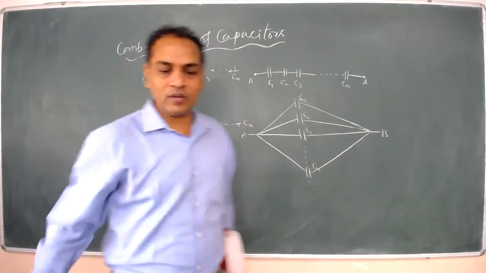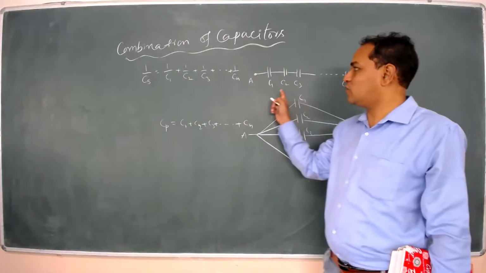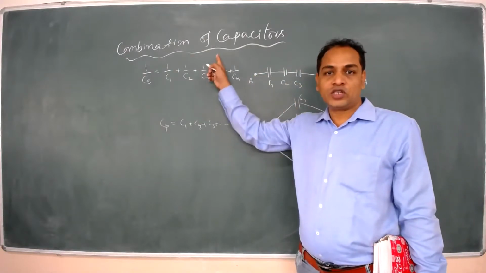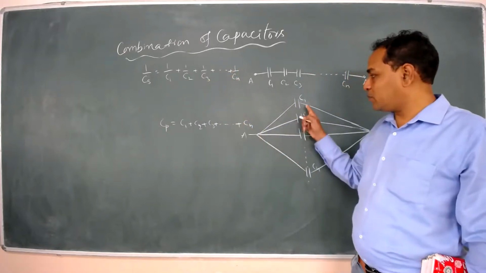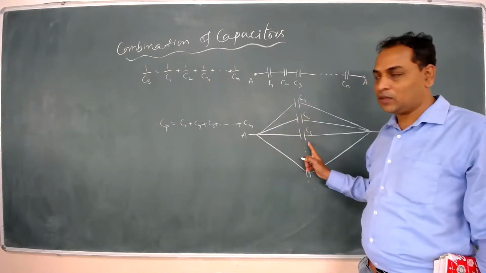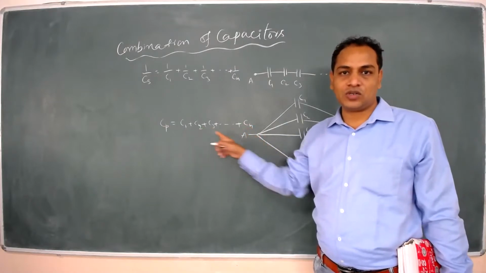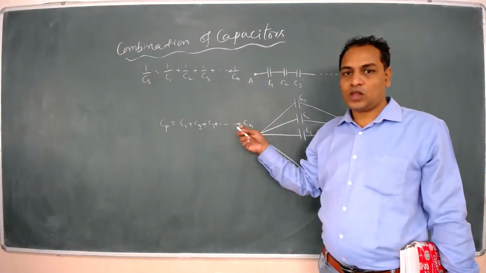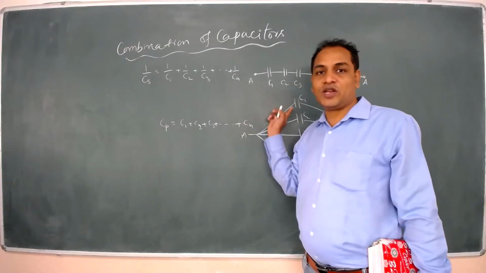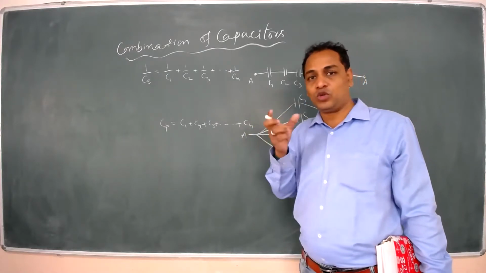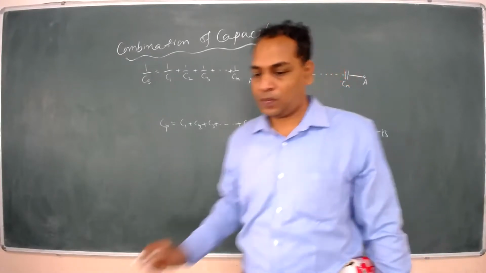So keep in mind that if the capacitors are in series, then we have to add up the inverse of the capacitances. Similarly, if the capacitors are connected in parallel, then we add the capacitances directly, direct addition only. Now suppose a problem gives a combination of both series and parallel, then how do we solve it? Let us see this.